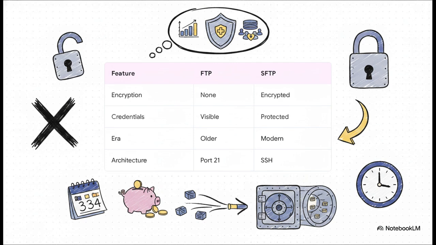With FTP, they're visible in plain text. With SFTP, they're completely protected. Technology era: FTP is older tech, while SFTP is the modern enterprise standard. And finally, architecture. FTP traditionally uses port 21, but SFTP relies on that secure SSH communication we just talked about. This right here is exactly why enterprises completely abandon FTP for SFTP.